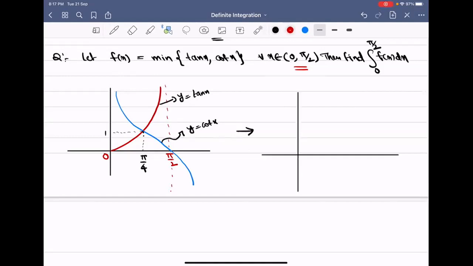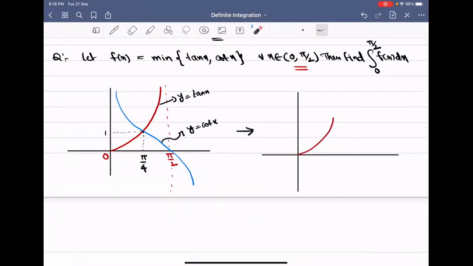see, from 0 to pi by 4, with the intersection point here, which one is minimum? The one that is down. Which one is down? If you compare the red graph and the blue graph, that is tan and cot, the minimum part is the red graph, that is nothing but tan x. In between 0 to pi by 4, this tan x is minimum. This part you should draw.